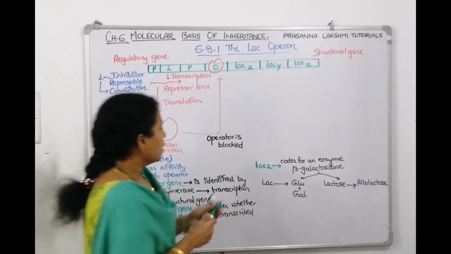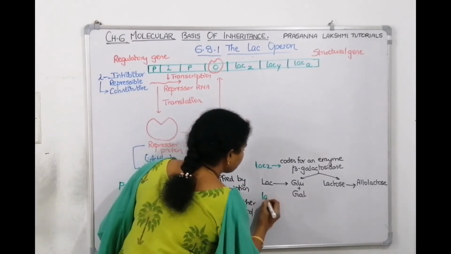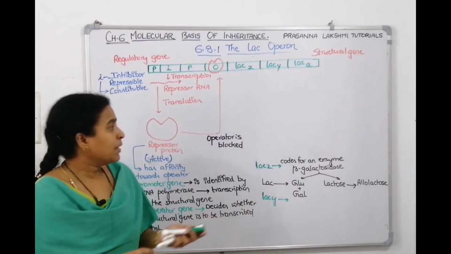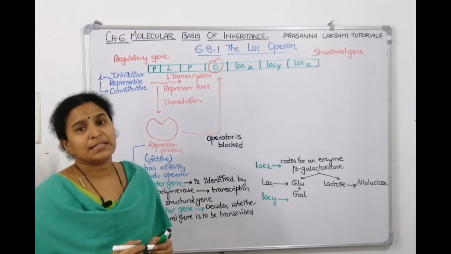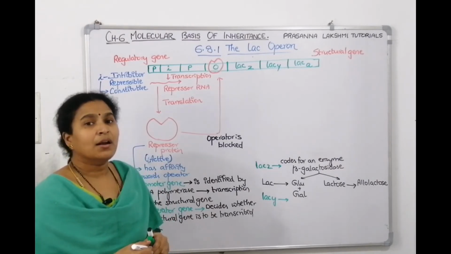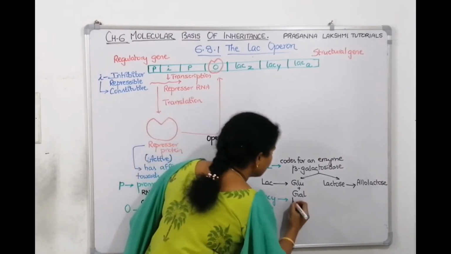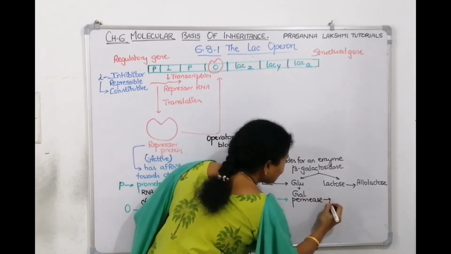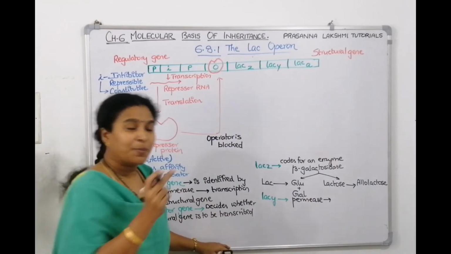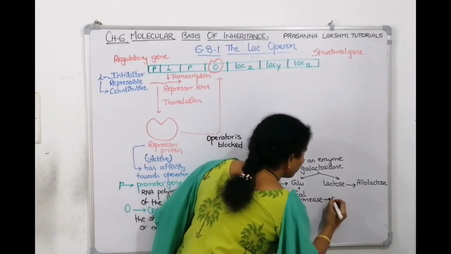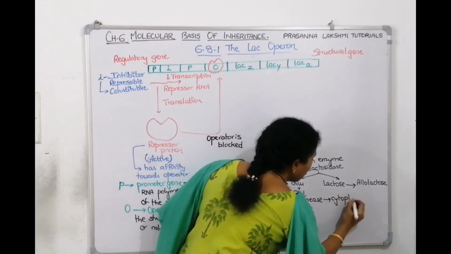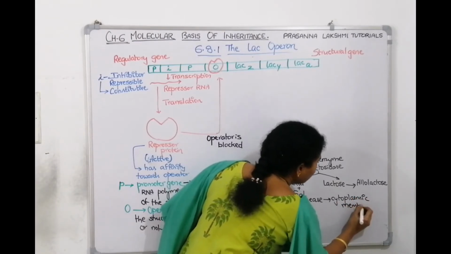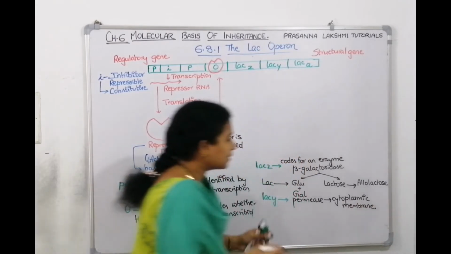It is Lac Y. What is the role of the Lac Y gene? Lac Y also codes for an enzyme. The name of the enzyme is permease. This permease enzyme is present in the cytoplasmic membrane. Now what will it do?